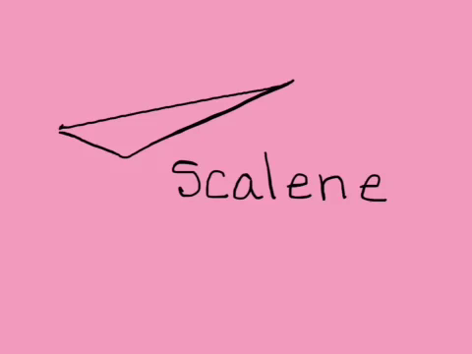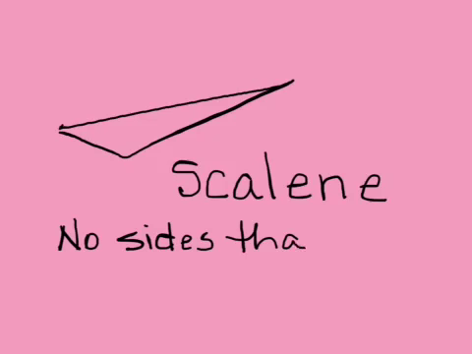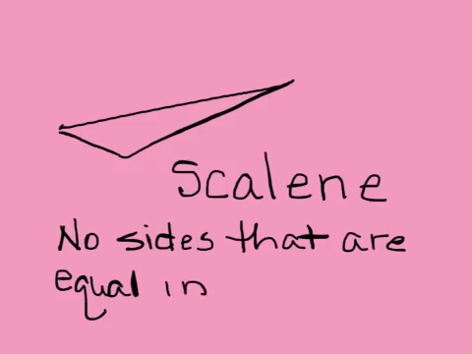Another type of triangle is called a scalene triangle. A scalene triangle has no sides that are equal in length. Okay, scalene has no sides that are equal in length. Now, we've named these three triangles by the sides.